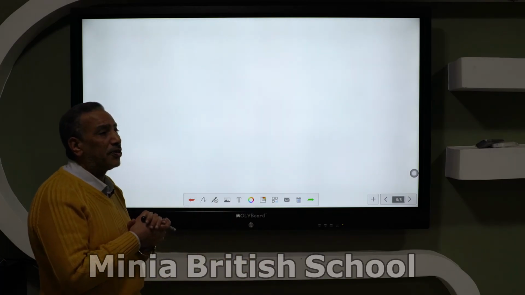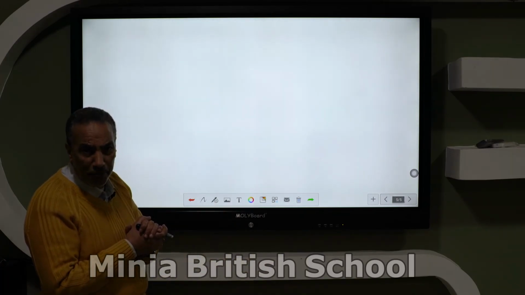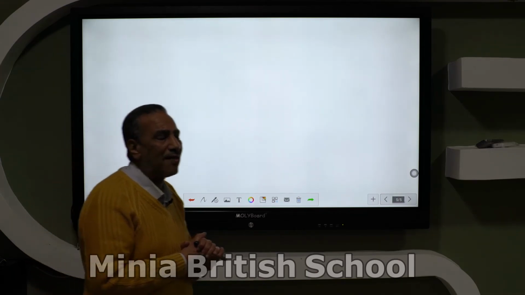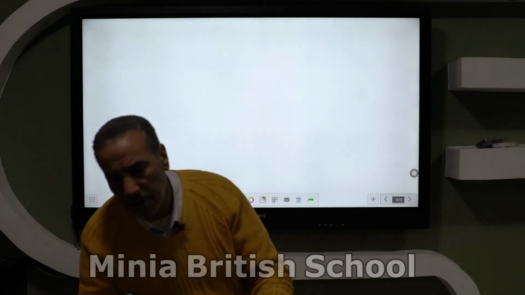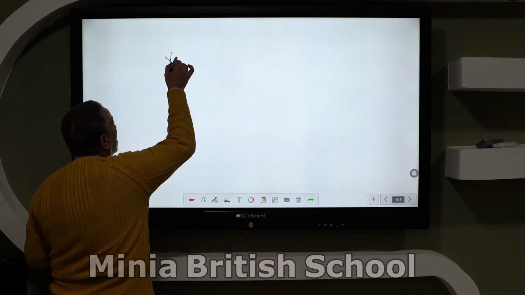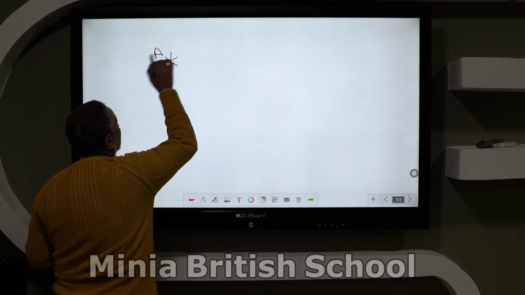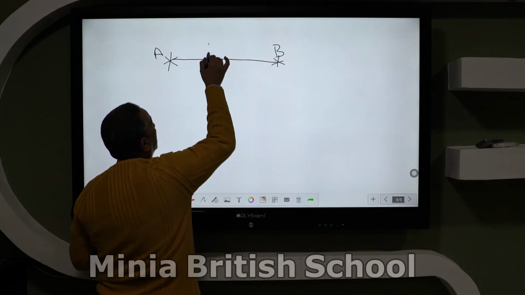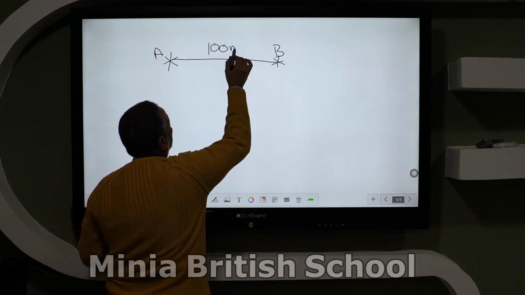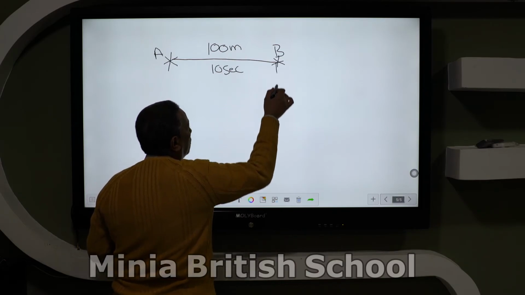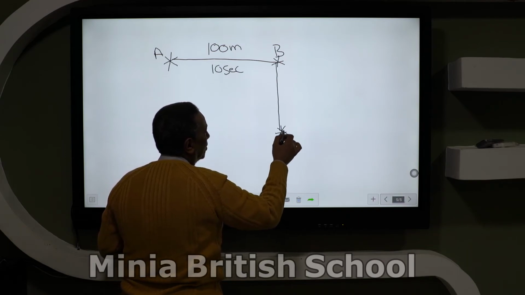Now, the distance and displacement. I'll explain both of them together because they have the same unit, but different meaning. Suppose the body is moving from point A till reaching point B, and this motion is 100 meters and it covered it in 10 seconds.